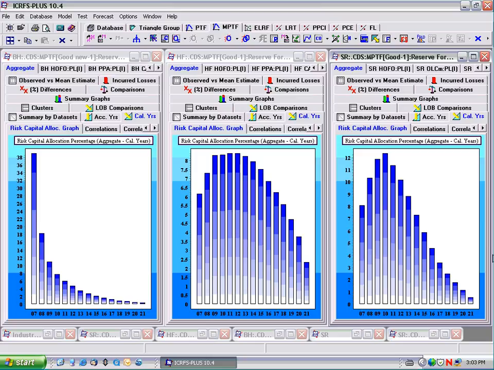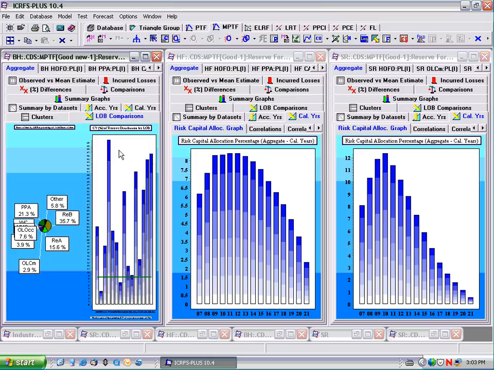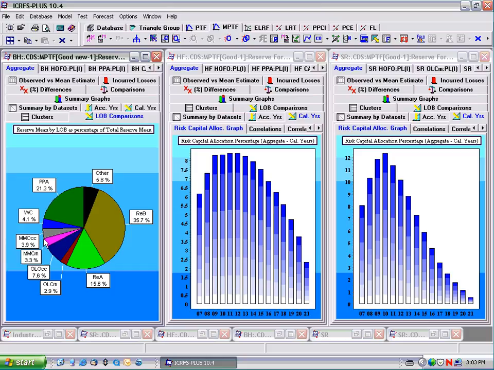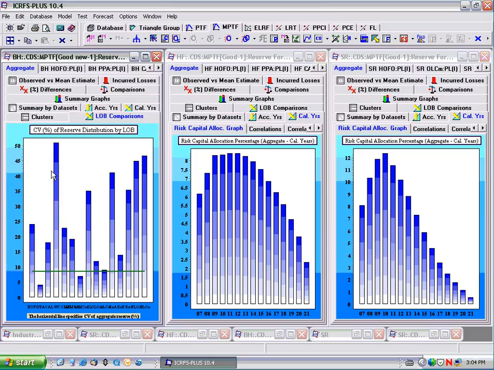What about coefficient of variations? If we go to LIBs here, Berkshire Hathaway, as far as workers' comp, it's only really a small proportion of its total business, but it's got the high CV.